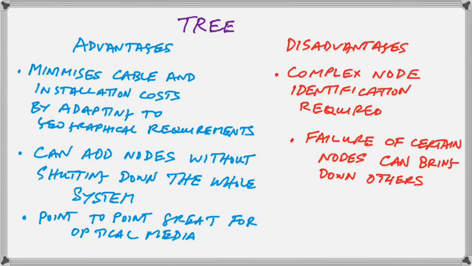The disadvantages of the tree are that we now have a much more complex node identification scheme to be able to communicate. A node in the tree trying to communicate with another node may have a large number or very long address to be able to find another leaf or node to talk to. Failure of certain nodes can still bring down others, because in the tree hierarchy, a failed node, a branch for example, would bring down a lot of leaves. So you can get a problem with that.